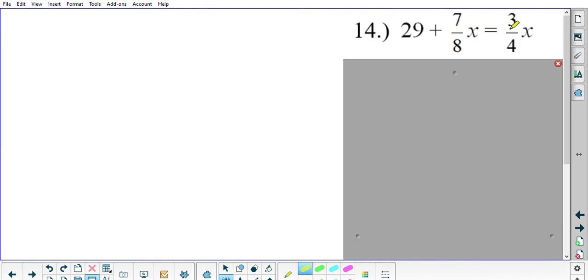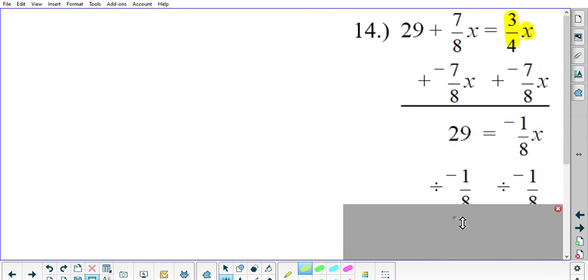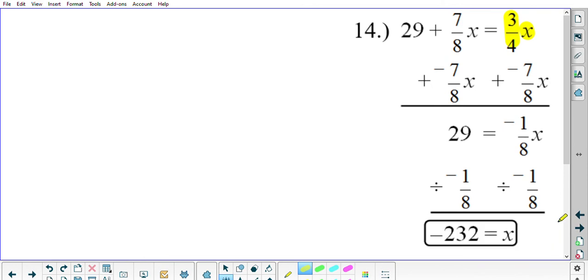Finally, number 14. I want to get the variable on the side that will make this the quickest. So I would add negative 7/8 x, which gives me negative 1/8 x, divide by negative 1/8, which is the same as multiplying by the reciprocal, which is multiplying by negative 8. And that will give you the answer of negative 232. Yes, you could have added negative 3/4 x to both sides, but that would have been longer, and I don't want to do the long way. I know I showed it to you both ways on, what was it, number 13? But ladies and gentlemen, do it the quickest way, because hey, doing things quicker is nicer whenever possible.